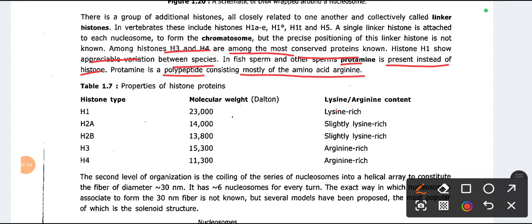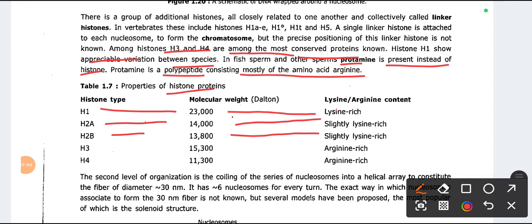So what are the properties of histone proteins? They are lysine or arginine rich. H1 is lysine rich. H1 has the highest molecular weight, and it is associated with the linker DNA. H2A is slightly lysine rich, 14,000. H2B is also slightly lysine rich, 13,800 molecular weight Dalton. H3 is 15,300 and arginine rich. H4 is also arginine rich.